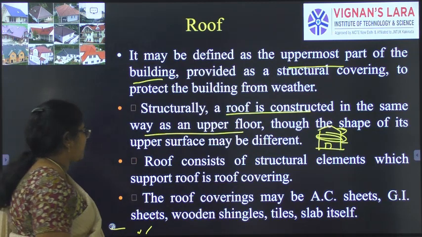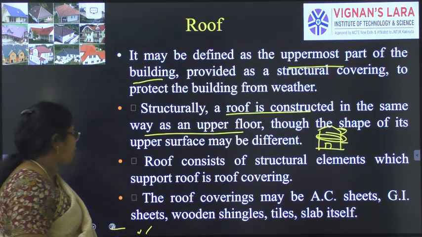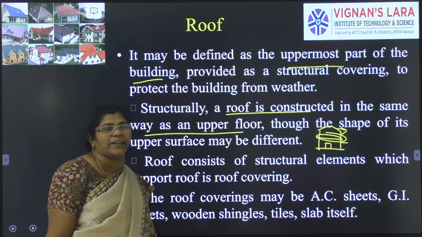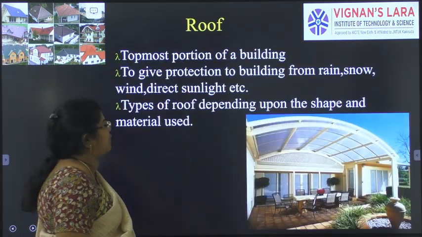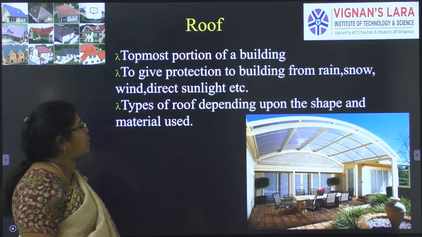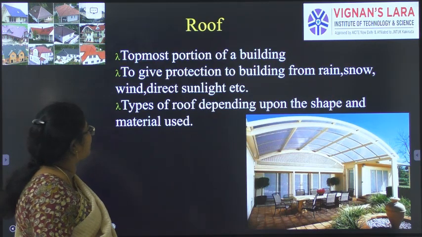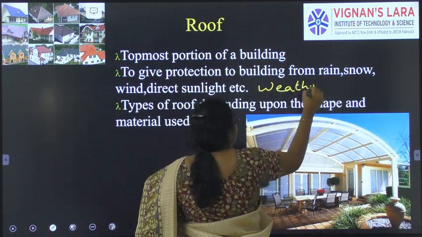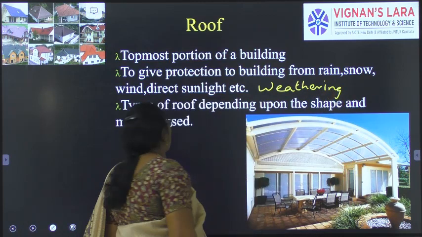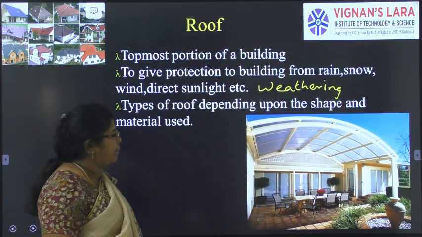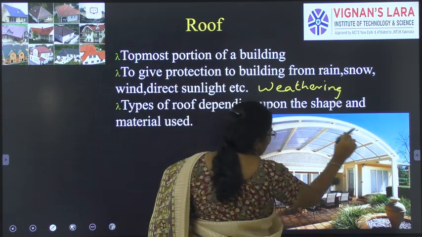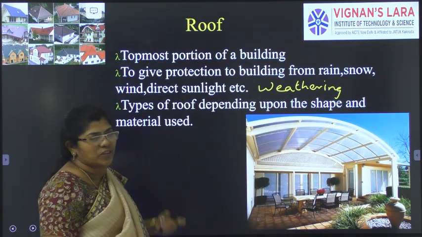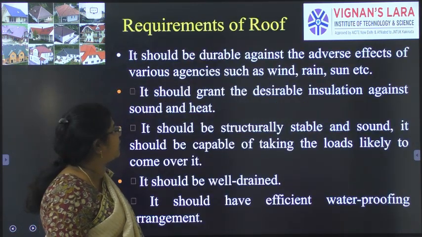A roof consists of a structural element which supports the roof covering. The roof covering may be an AC sheet, GI sheet, wooden shingles, tiles, or a slab, that is, the concrete slab itself. It may be in any position. The roof is the topmost part of the building, giving protection from rain, snow, wind and direct sunlight, that is, the weathering conditions. The types of roof depend upon the shape and the material used. Here you can see fiber or glass material, which can be used even with a curved surface. Thin-walled RCC, galvanized AC sheets, whatever it is, we can use it.